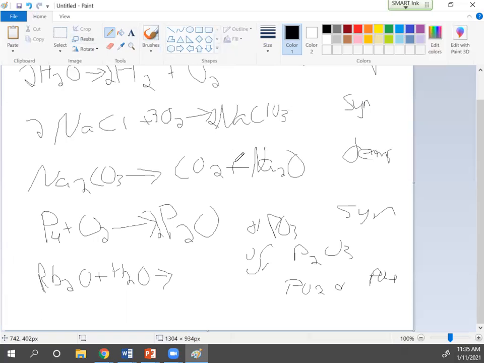So our first question, synthesis or decomp? Synthesis, because there's more than one reactant. So it's a synthesis reaction. I'm going to go back and ask those same questions again. Element plus an element, or an element plus a compound, or a compound plus a compound? Compound plus a compound.